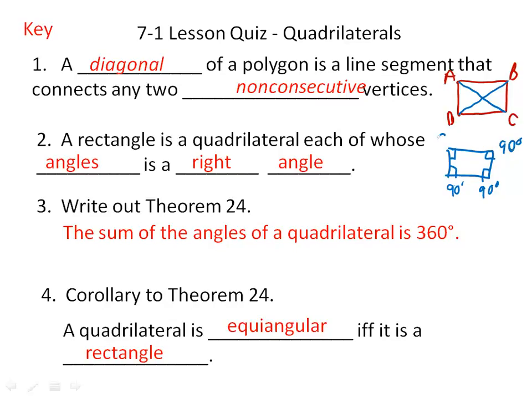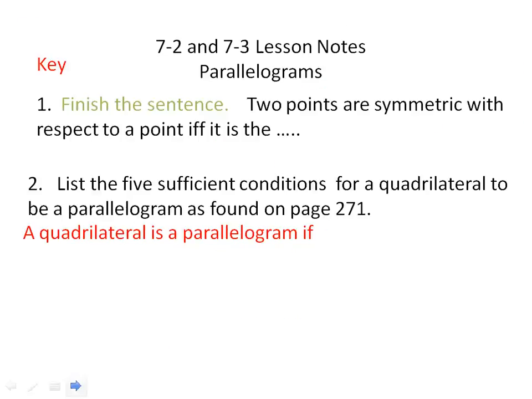Remember that a square is a rectangle, and that's another thing that we'll spend some more time with in this chapter. What happens in 7-2? In 7-2, we start talking about rotational symmetry. So that's something that you can look forward to. 2 points are symmetric with respect to a point if and only if it is the midpoint of the line segment joining them. That has to do with rotational symmetry.